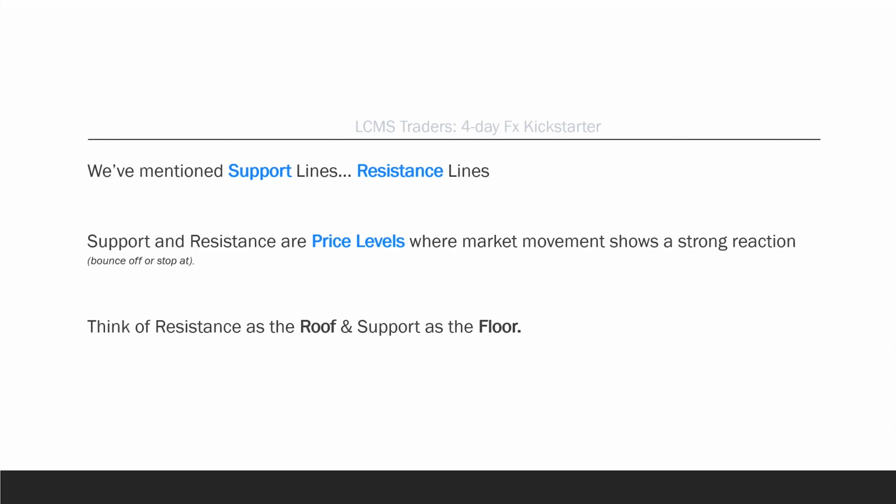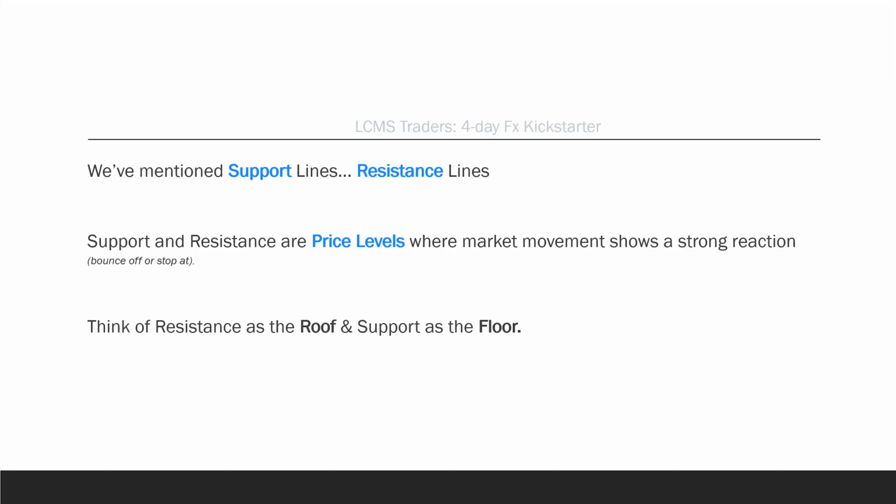Support and resistance levels are price levels where market movement shows a strong reaction, where it's gone up, hit, and bounced back down, or gone up, hit, and stopped before continuing up again or turning back down. It is not a price level where you see prices go up, break through, come back down, break below, go back up, break around. So it's not where it's occurred, it's where prices had reactions of bouncing off or stopping at.